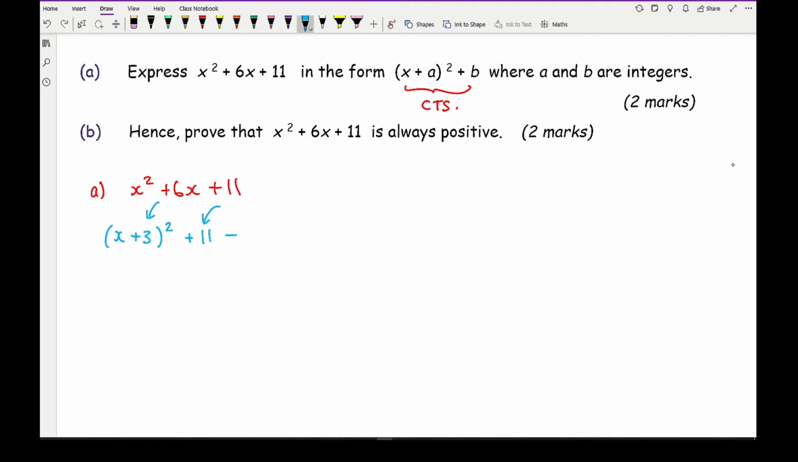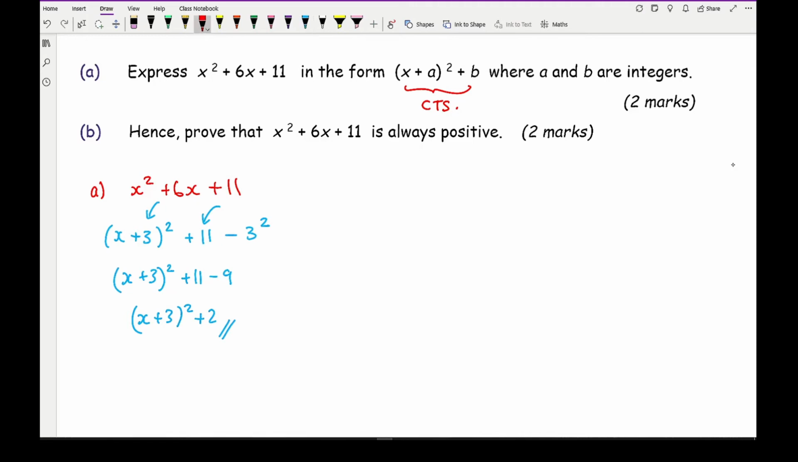And then I need to subtract whatever digit is inside the bracket squared, so that's going to be minus 3 squared. So just going on to simplify this, I end up with (x plus 3) squared plus 11 minus 9, which gives me (x plus 3) squared plus 2, and there is my factorized form in the form of (x plus a) squared plus b, where a is 3 and b is positive 2.